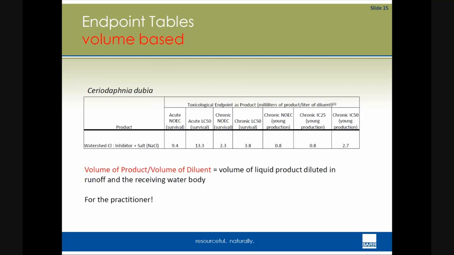These endpoints tell you what potential effects you may have on the receiving water body aquatic organisms based upon our toxicity testing results. So, for example, in that first box, it says acute NOEC survival. You can know that at that concentration of product, it's very possible you will not have an acute effect on the aquatic life in receiving water bodies, assuming that Ceriodaphnia dubia is a good representative species of the aquatic life mixture you may have in a particular water body. It's a fairly simple calculation for a practitioner to make.